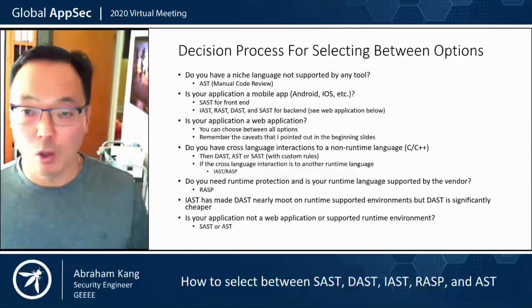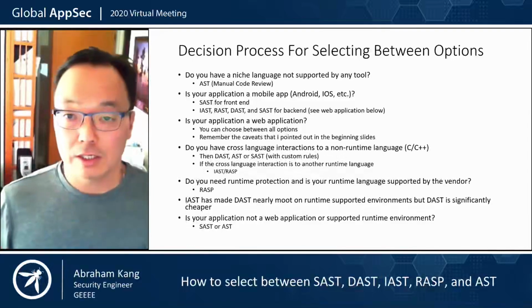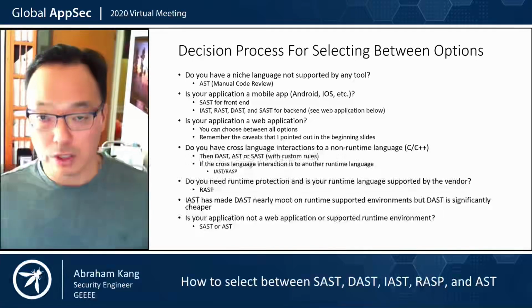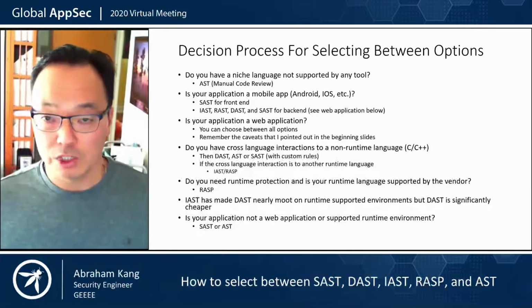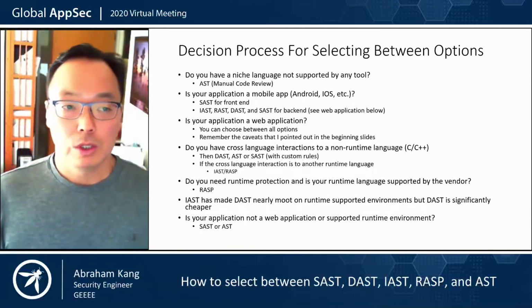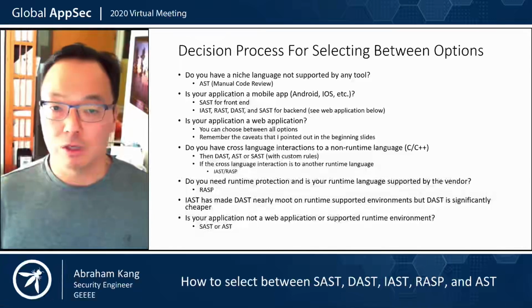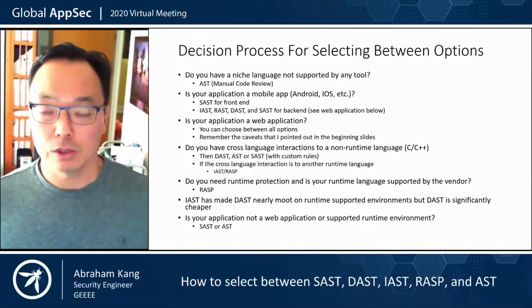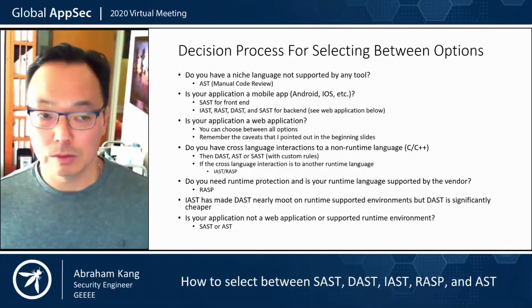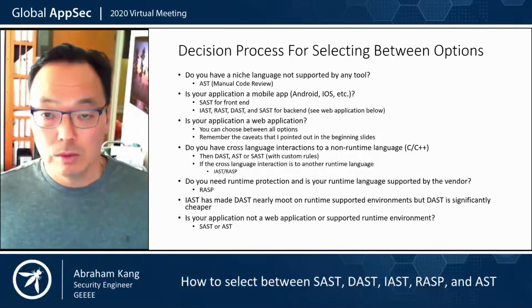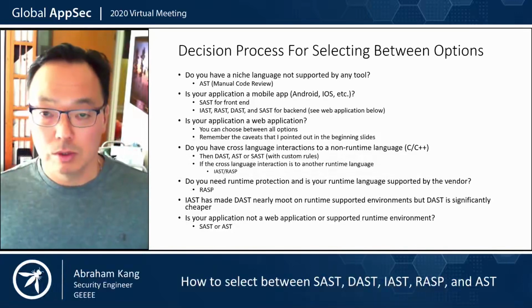So if we think about an overall process for selecting a tool from the alphabet soup of scanning tools that you can choose from, you can always start by asking yourself: are you working with a niche language? And is it supported by any tool? If not, then you're going to have to do manual code review, or write custom rules, or use something like fuzz testing.